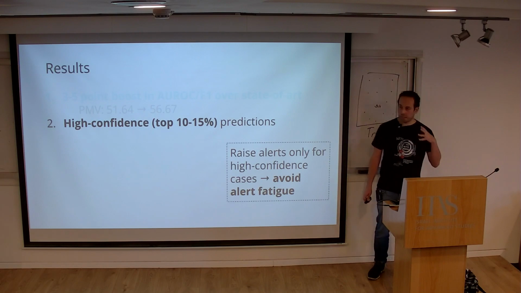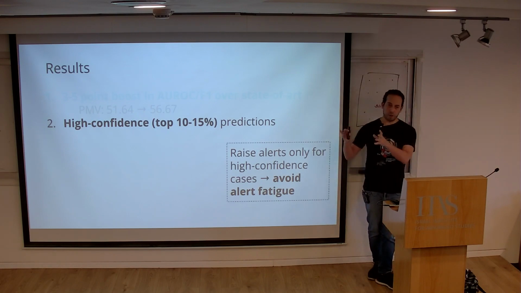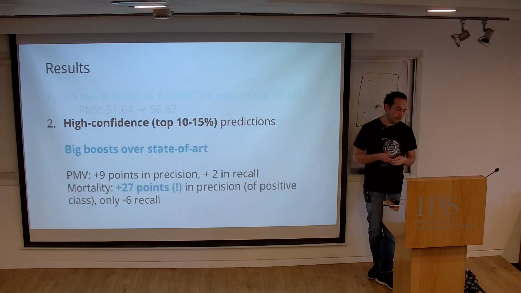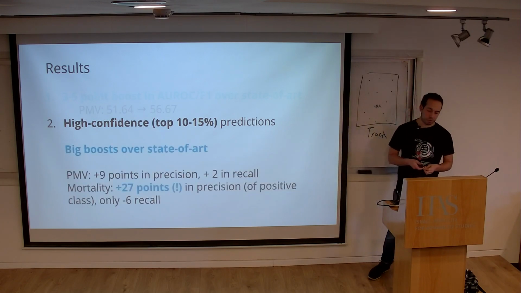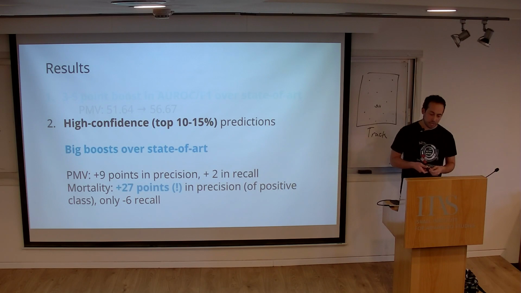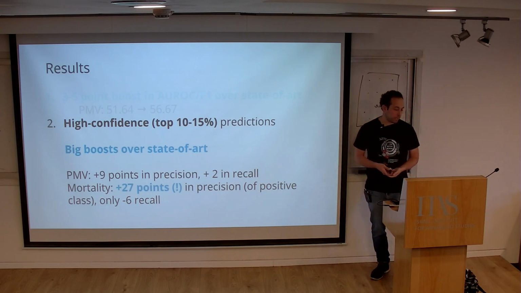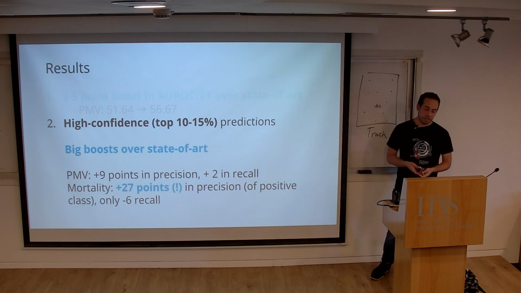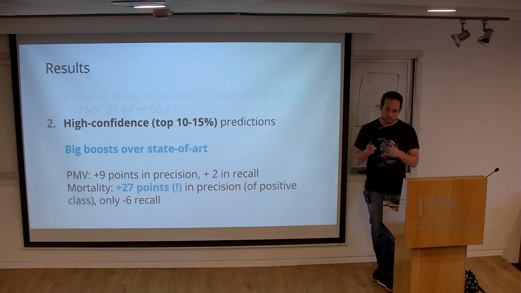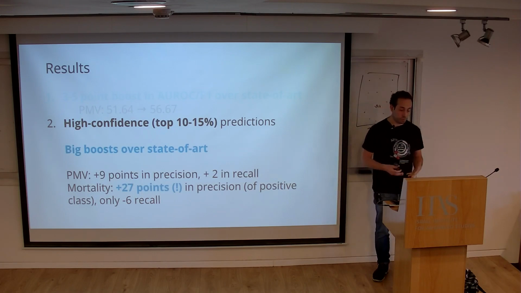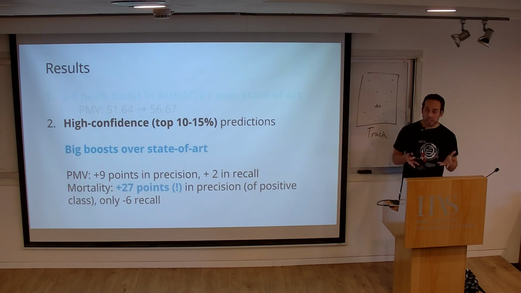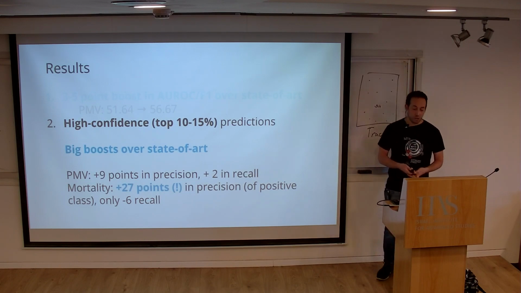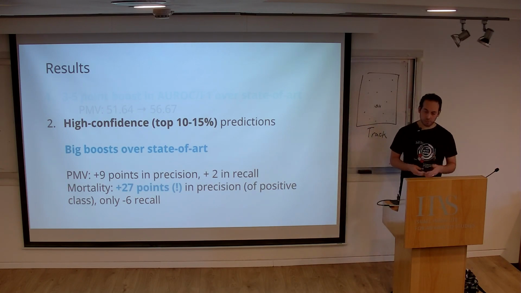And now we're going to look at these high confidence predictions with our model and with the previous state-of-the-art. And here we see really big boosts over the state-of-the-art. For example, for PMV, prolonged mechanical ventilation, we see a 9-point increase in precision and a 2-point increase in recall over the state-of-the-art when it's also measured at the top 10 or 15%. And for mortality prediction, we see a 27-point increase in precision of the positive class, right, of predicting mortality risk, with a relatively small drop in recall.